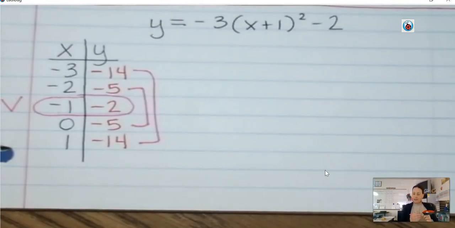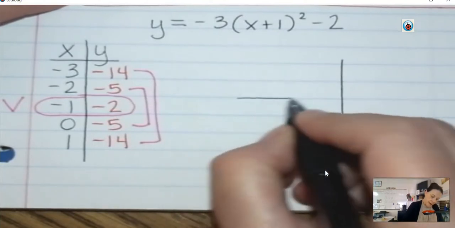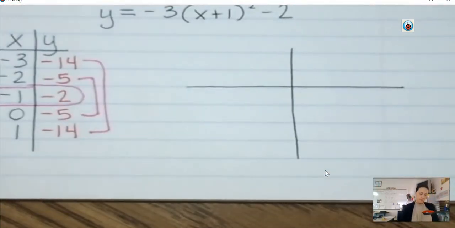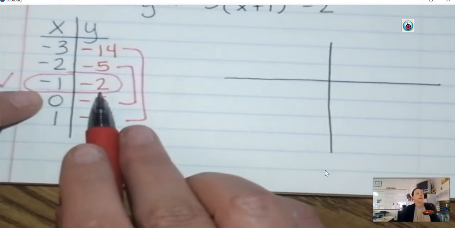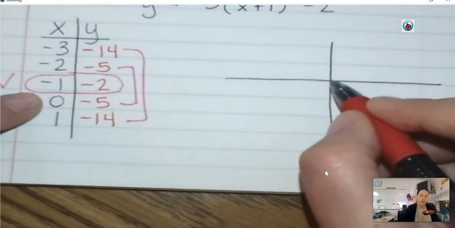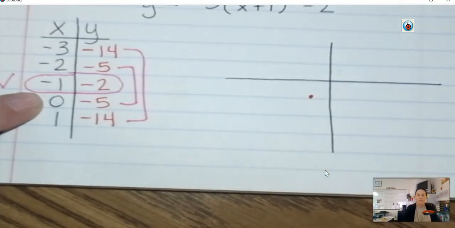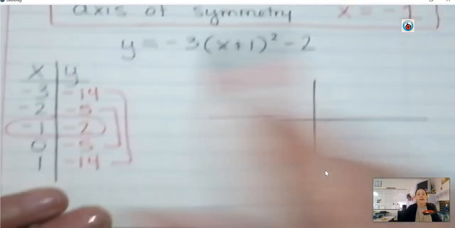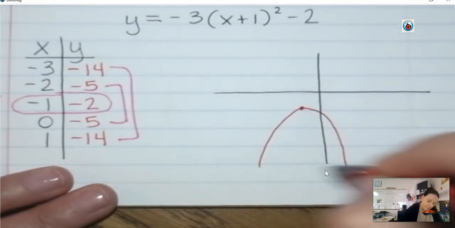You don't need to use graph paper. Just do a quick sketch of what this graph looks like. Just on your notebook paper is fine. So that graph, its vertex was at -1, -2. So kind of imagine where -1, -2 would be, and then it's going down. So just make a parabola that faces down.